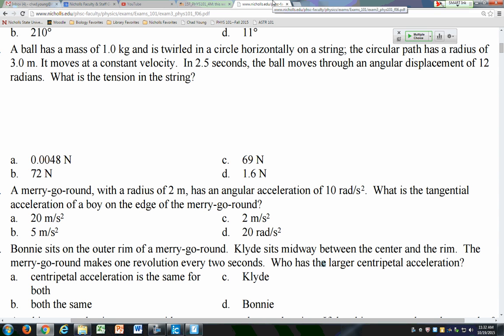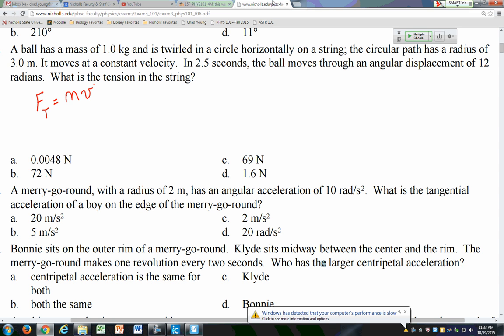A ball has a mass of 1 kilogram and is swirled in a circle. The circular path has a radius of 3 meters, moves at constant velocity. In 2.5 seconds, the ball moves through an angular displacement of 12 radians. What is the tension in the string? Okay, so the tension in the string, that's going to key me off, and I'm looking for what? The centripetal force, because the tension is the centripetal force, right? So that's going to key me off that I'm looking for this tension, which is the centripetal force.